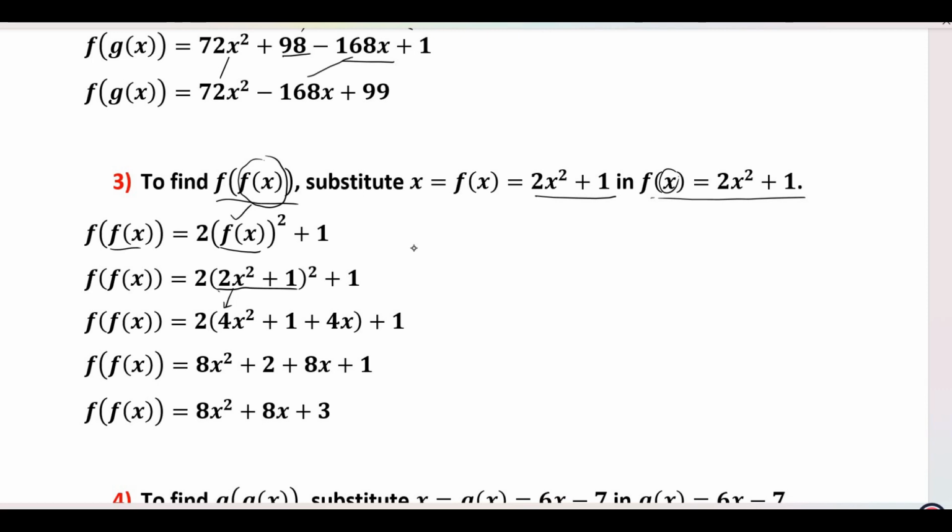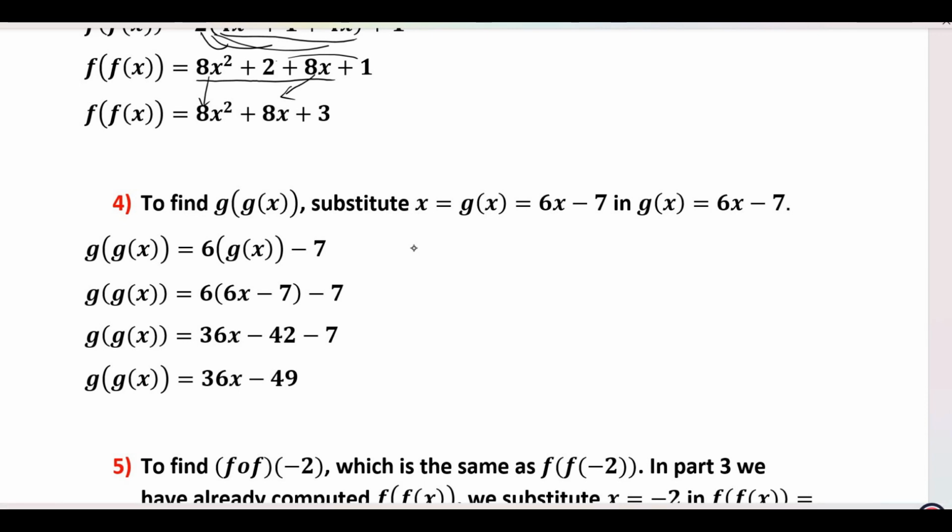We again expand the brackets. Square of the first one, the square of the second one, 2 times first and second. Or you can just expand it by 2x squared plus 1 into 2x squared plus 1. If you multiply them, this will give you this. Now multiply 2 to all these 3 terms. You get 8x squared plus 2 plus 8x and plus 1. 8x squared comes as it is, 8x comes as it is, and we add 2 and 1 gives us 3.